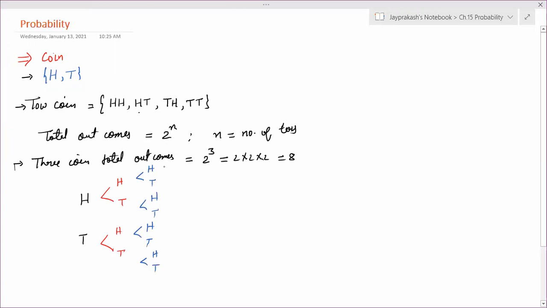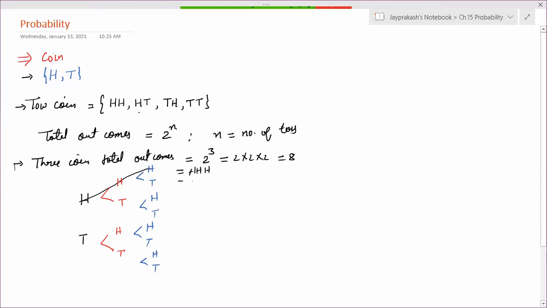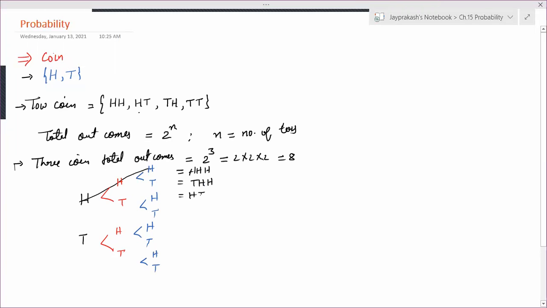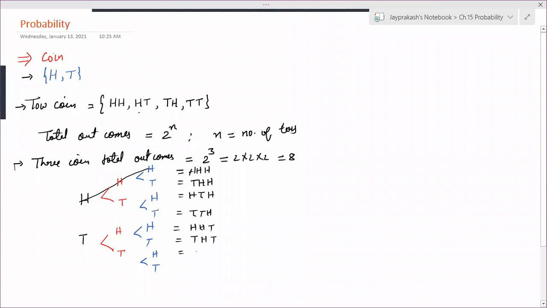अब चलो इनको combine करते हैं. So अगर मैं back से combine करूँ, then HHH. So first one is HHH. Second time is THH. HTH. TTH. HTT, and the last one is TTT.